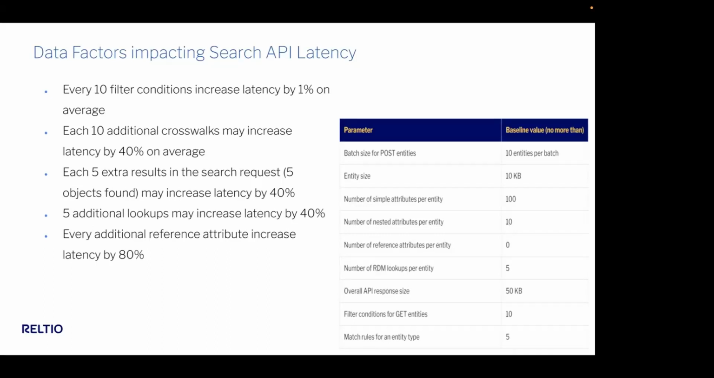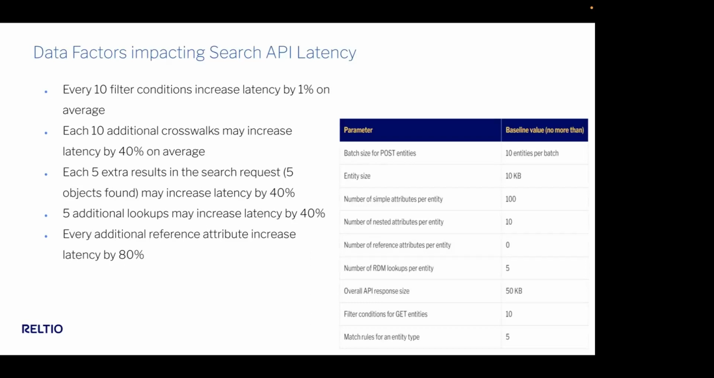Each 5 extra results in the search request may increase latency by 40%. Obviously, you do an index search with a filter condition and find 5 objects, versus a broader search where you have to return half of the tenant data as a result. It'll have different latency. 5 additional lookups may increase latency of a search request by 40%. That is because lookups are resolved by a separate system called RDM, reference data management system, and you need to interact with that system and do additional read calls.